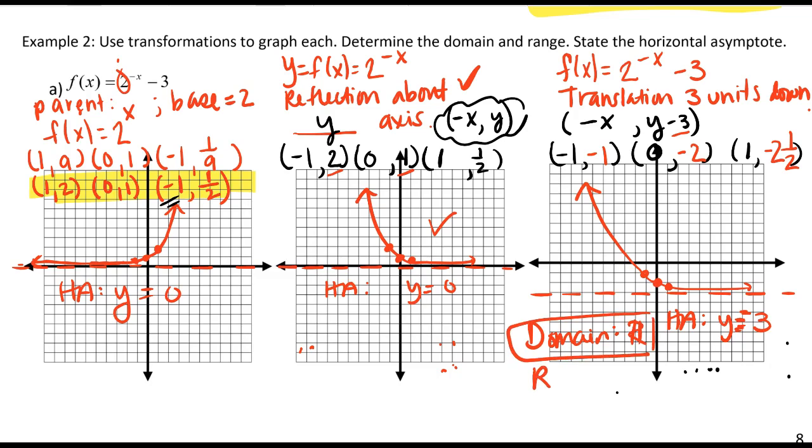Okay, the range, because we shifted down 3 units, the range is going to be greater than negative 3. If we didn't shift at all up or down, then it's going to be greater than 0. Then you have an HA at y equals negative 3. Usually the HA sort of matches up with your range for a little bit.